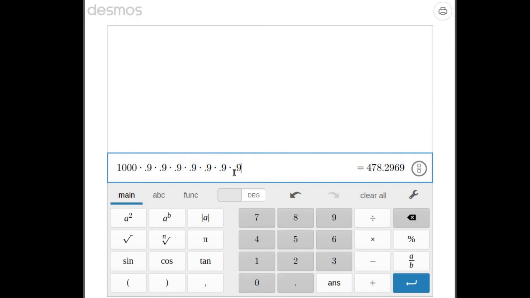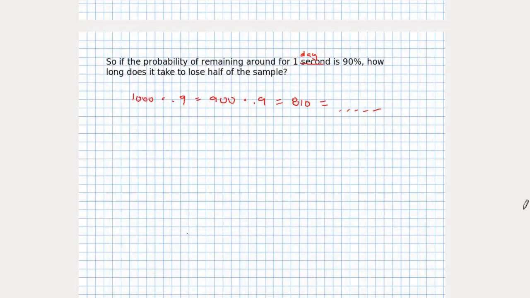There's a way of figuring out exactly how many it is. So it's more than 6, less than 7. So the half-life is about 6.5 days.